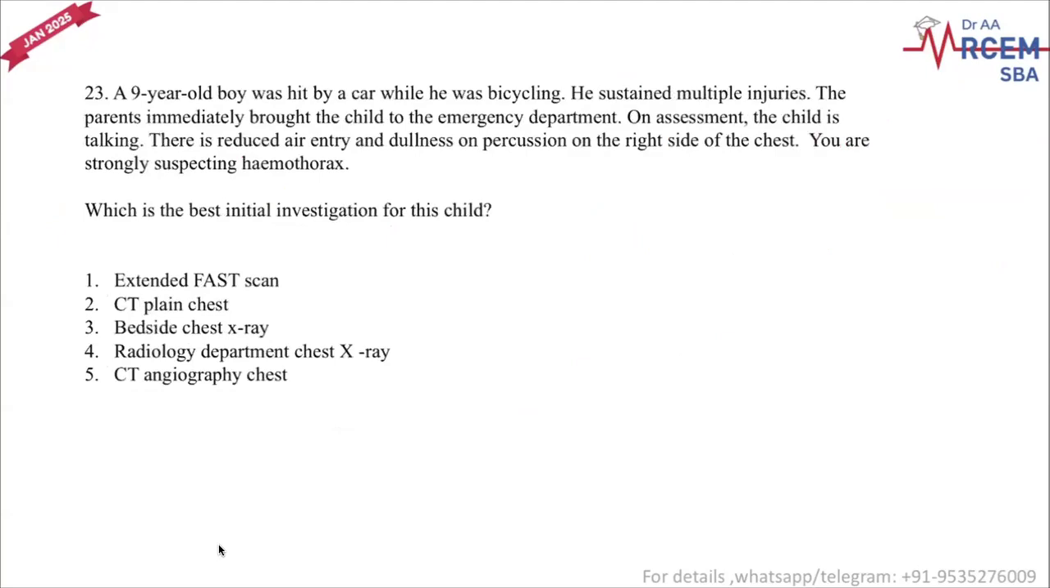A 9-year-old boy was hit by a car while he was bicycling. He sustained multiple injuries and the parents immediately brought the child to the ED. On assessment, the child is talking and there is reduced air entry and dullness on percussion on the right side of the chest. You are strongly suspecting pneumothorax. Which one of the following is the best initial investigation for this child? Which one is more sensitive here? Is it the chest X-ray, or the FAST scan, or the ultrasound? Basically, extended FAST scan is nothing but the ultrasound.